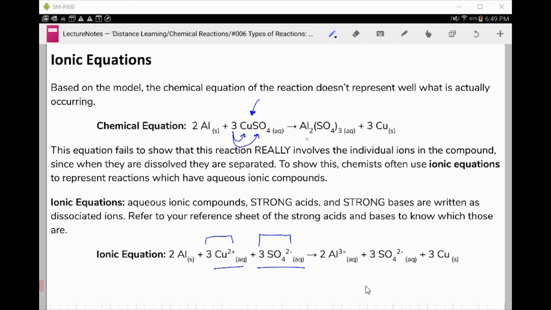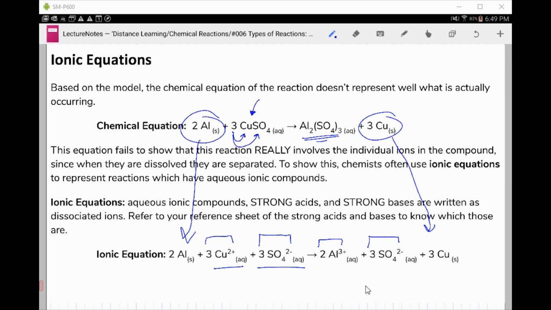Similarly, in my products, I know that I'm forming aqueous aluminum sulfate, and I have 2 aluminums and 3 sulfates in that formula. So here I have 2 aluminum 3 pluses and 3 sulfates. Now, for my solids, they didn't change at all because those are not aqueous or ionic. Those are just their normal metal elemental states. So those are just written exactly the same.